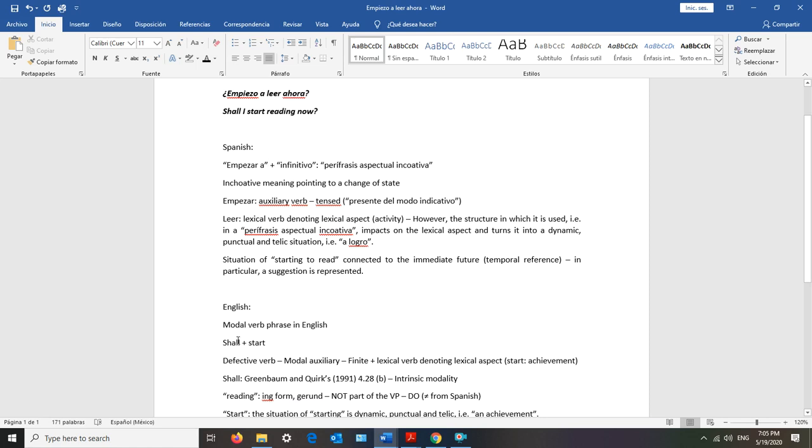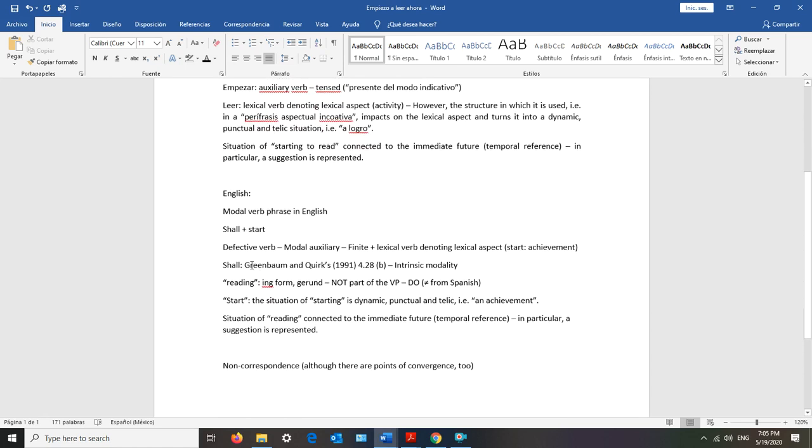We have a modal verb shall plus a lexical verb start. We should remember that modal verbs are defective verbs in English. That means they are always finite. And the lexical verb denoting lexical aspect is start, right? Which is an achievement. There is information that is crucial in this analysis pertaining to shall in Greenbaum-Quirk's chapter, section 4.28, point in particular B.